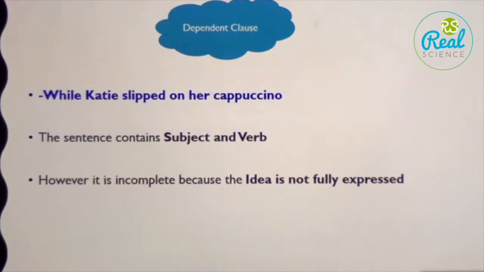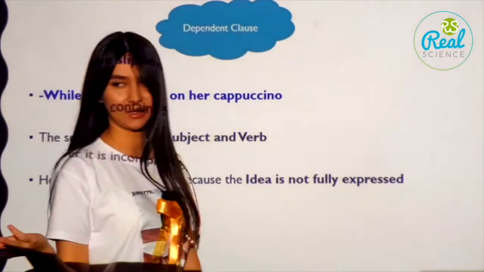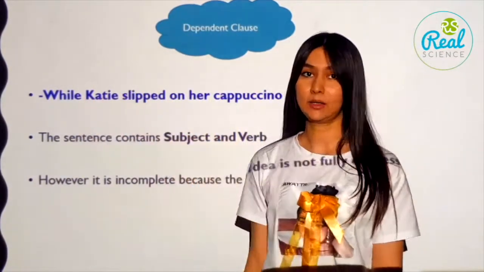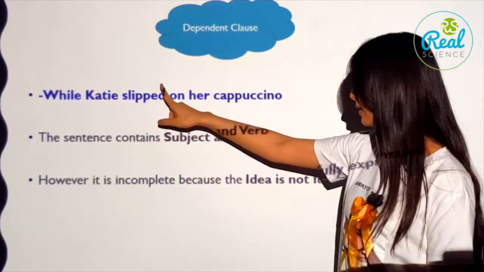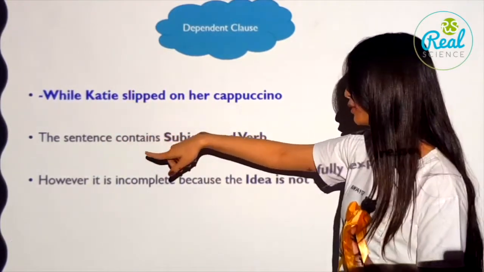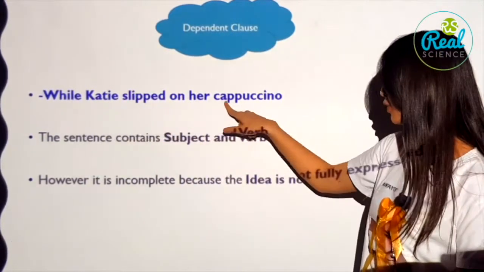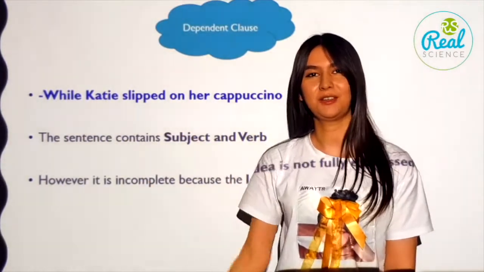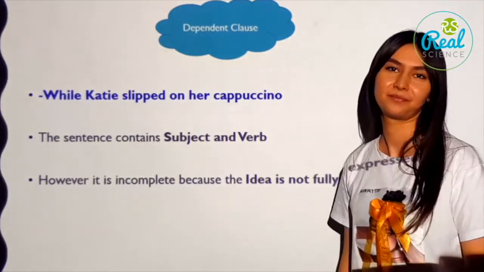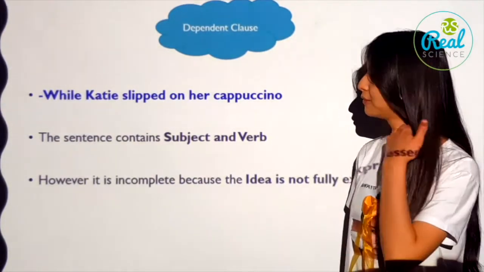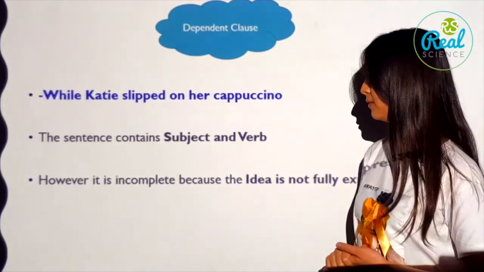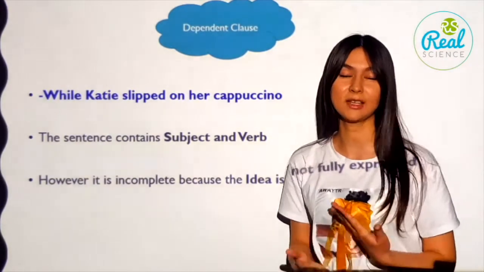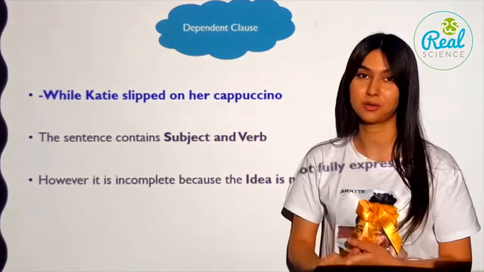Now, the dependent clause. As Camila said, it is dependent, yes? Okay, dependent clause. Why is it a dependent clause? Look, "While Katie sipped on her cappuccino." So, is the idea finished here? No. We need something extra before the sentence or after it. Yes, we need an extra sentence before this one or after this one.